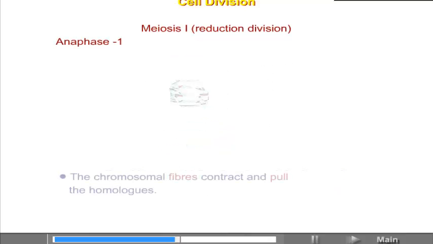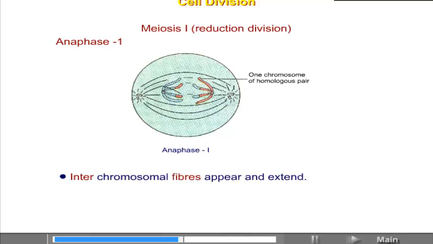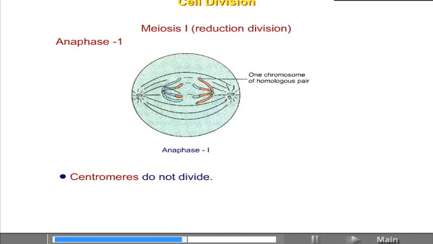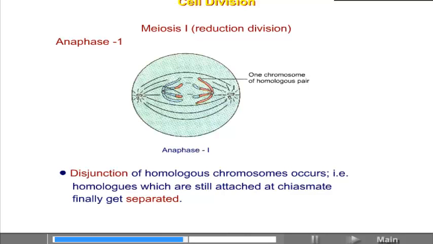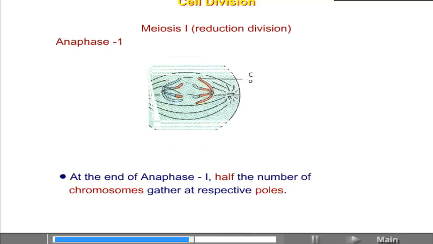Anaphase I. The chromosomal fibers contract and pull the homologs. Interchromosomal fibers appear and extend. Because of this, homologous chromosomes start moving towards opposite poles. Centromeres do not divide. Disjunction of homologous chromosomes occurs, that is, homologs which are still attached at chiasmata finally get separated. At the end of anaphase I, half the number of chromosomes gather at the respective poles.